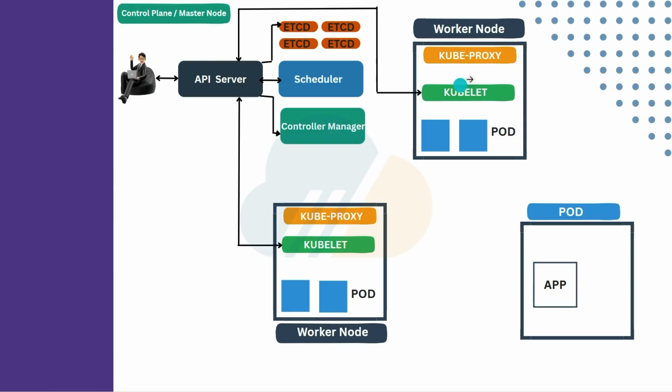So, kubelet doesn't stop there. It keeps watching your app to make sure it's running fine. It checks, is the app still healthy, is it still working? It keeps sending updates back to the control plane. If something breaks, Kubernetes steps in and fixes it automatically. So now your app is up and running safely inside a pod on a worker node.